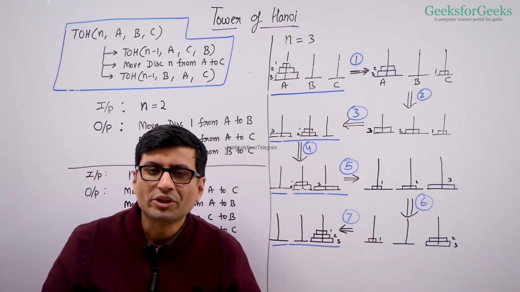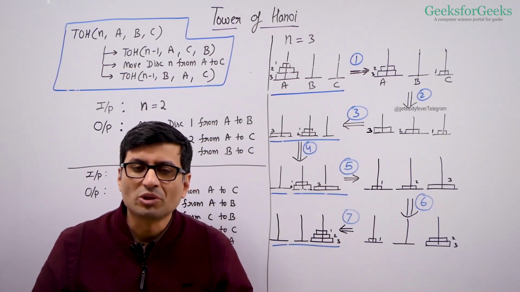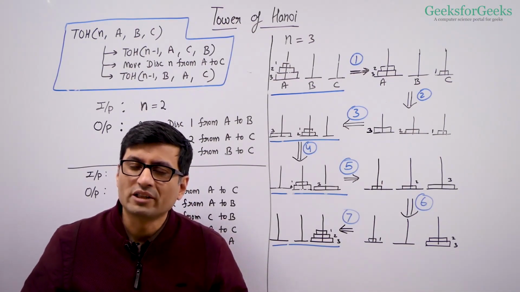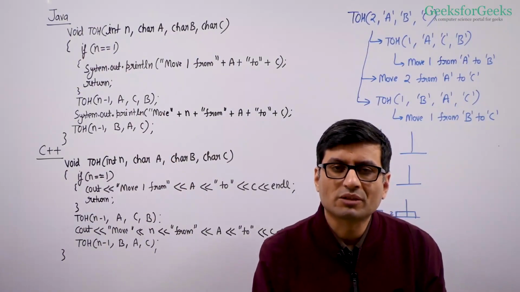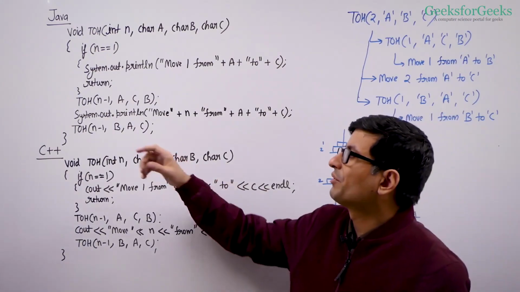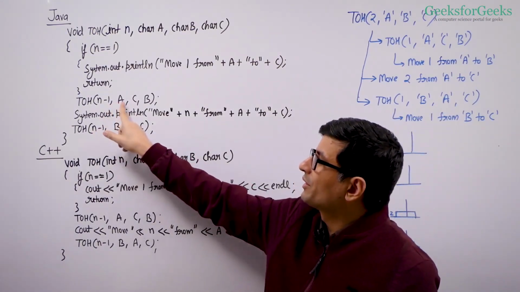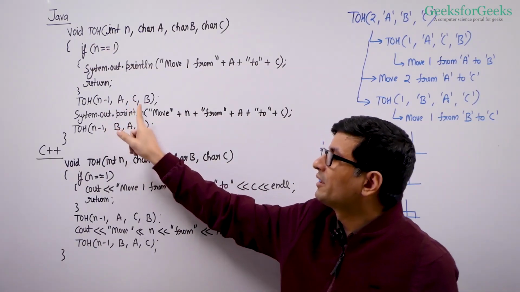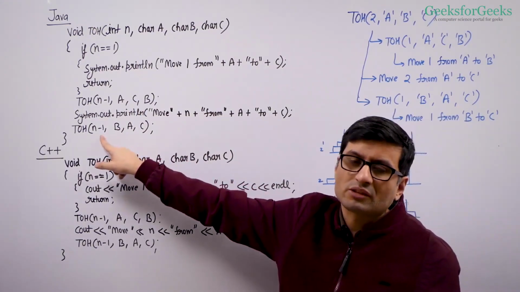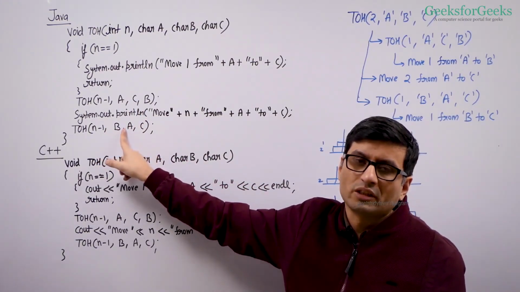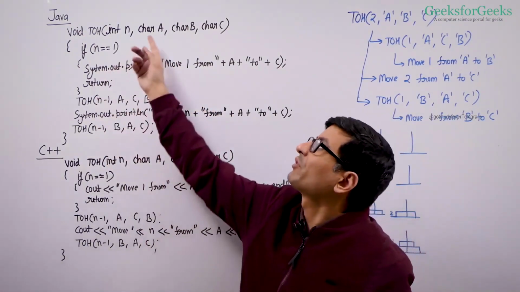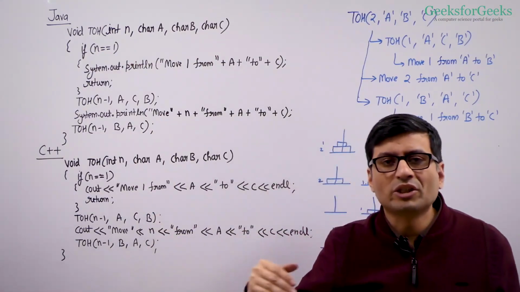Now please pause this video and try to write down the complete solution in your favorite programming language that prints all moves for n disks. Here is a recursive implementation of this approach in C++ and Java. What we do here is we first move n-1 disks from A to B using C as an auxiliary. Then we move the bottommost disk from A to C. Then we move n-1 disks from B to C using A as an auxiliary. And the base case is, if you have only one disk left, then you need to simply move it from A to C, right? And you need to print this move.